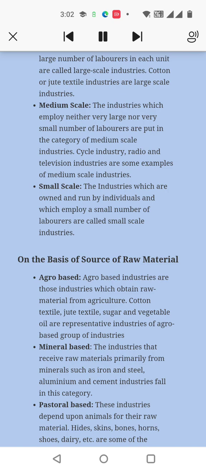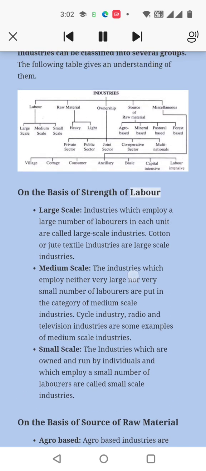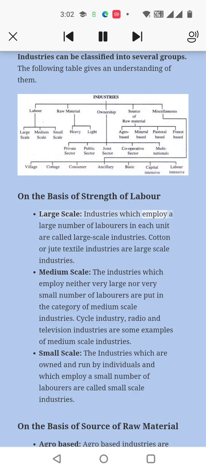On the basis of strength of labor. Large-scale industries which employ large number of laborers in each unit are called large-scale industries. Cotton or jute textile industries are large-scale industries. Medium-scale, the industries which employ neither very large nor very small number of laborers are put in the category of medium-scale industries. Cycle industry, radio and television industries are some examples of medium-scale industries. Small-scale, the industries which are owned and run by individuals and which employ a small number of laborers are called small-scale industries.